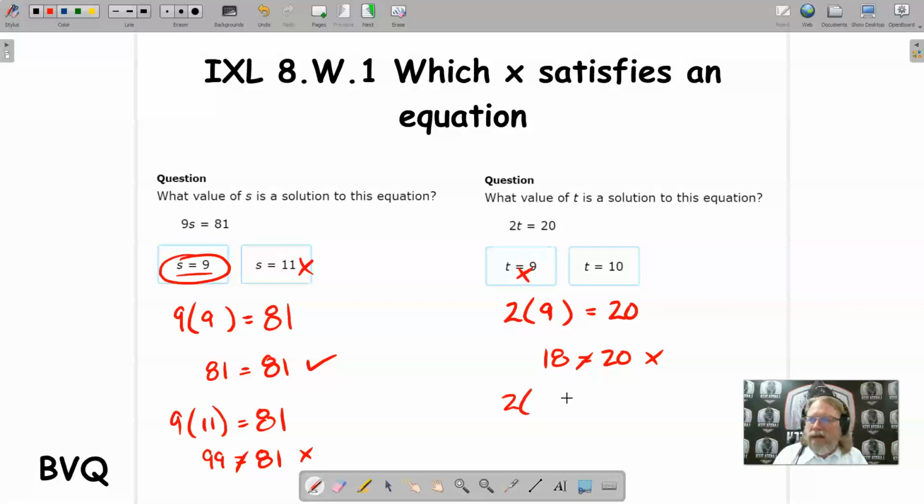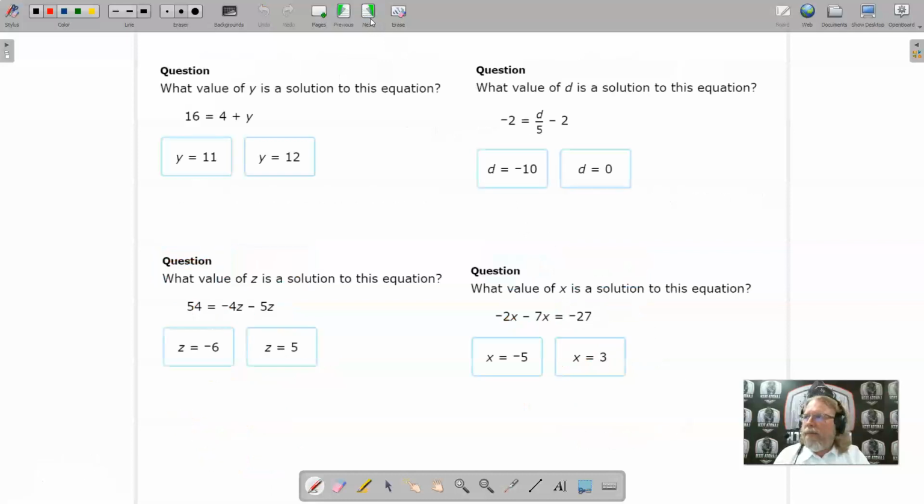However, 2 times t equals 20. Well, what if t is 10? Plug that in. 2 times 10 is 20. Does 20 equal 20? Indeed it does. So t equals 10 satisfies this equation.